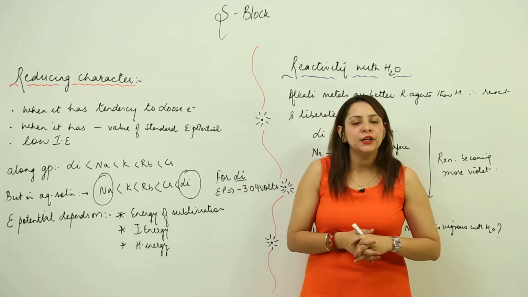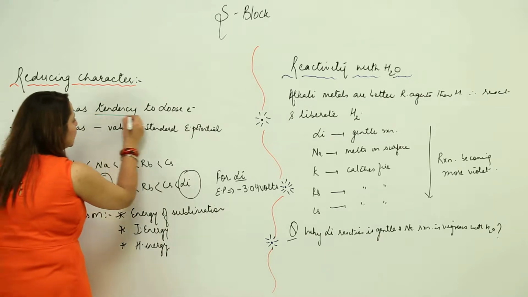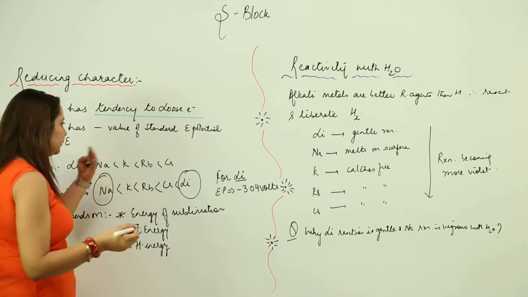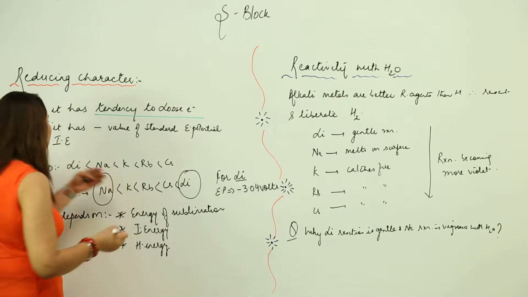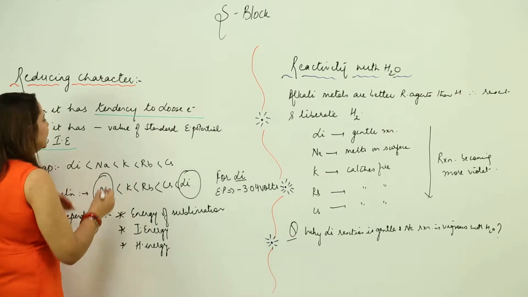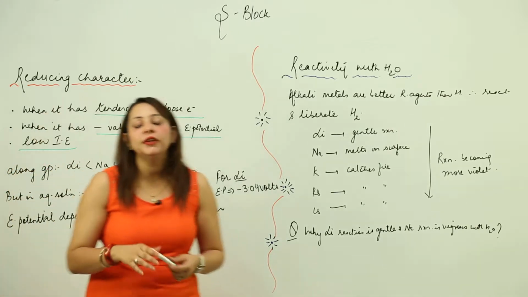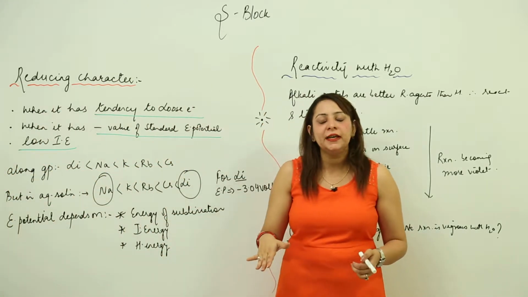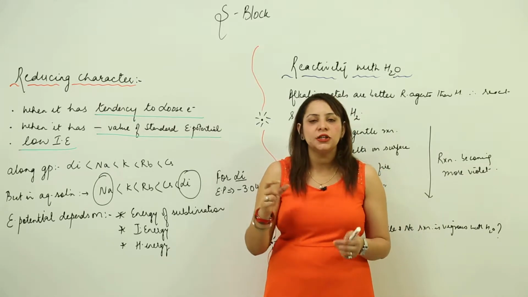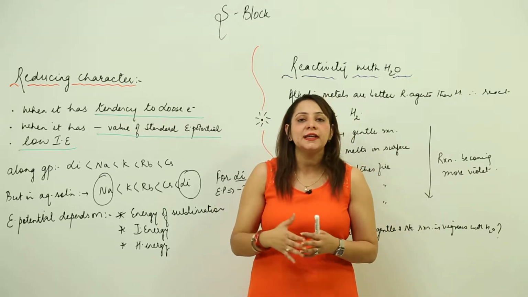As far as the reducing character is concerned, we know that it depends upon the tendency to lose electrons, as I told you. They will have more tendency to lose electrons when they have low ionization energy, and likewise they should have a negative value of standard electrode potential. Because we know that in the electrochemical series, the ones which have negative potential as compared to the SHE can actually lose electrons, and they act as reducing agents.